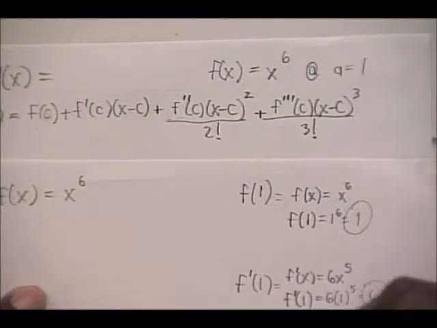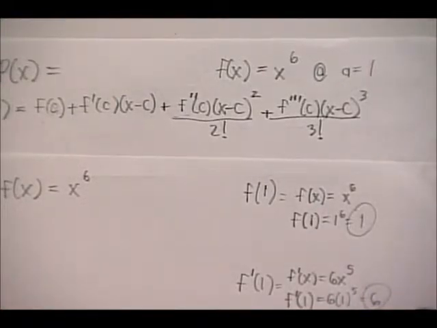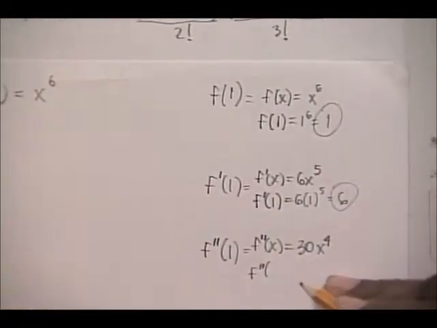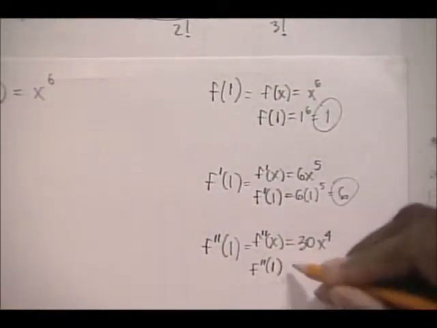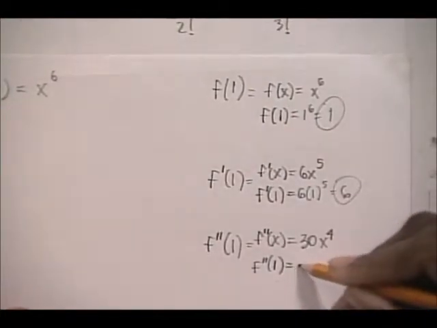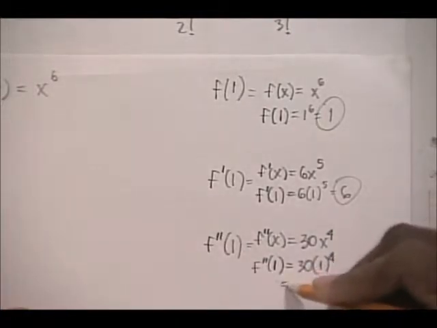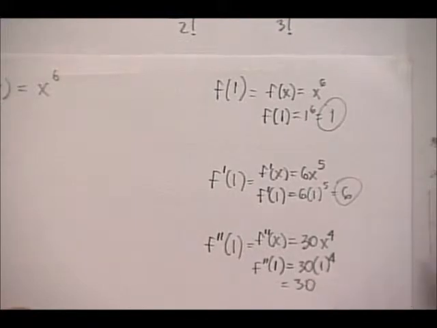f double prime of x would be 30x to the 4th power. F double prime sub 1, sorry about that, f double prime sub 1 would be 30 times 1 to the 4th. That would be 30. Sorry about that, getting cut off a little bit.